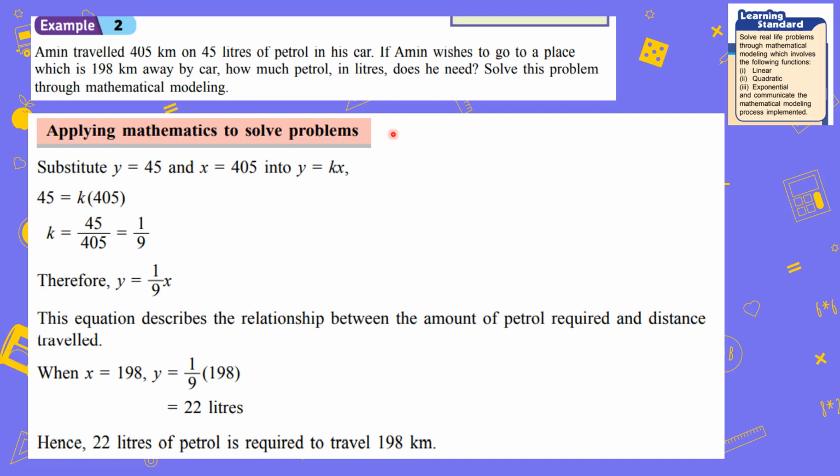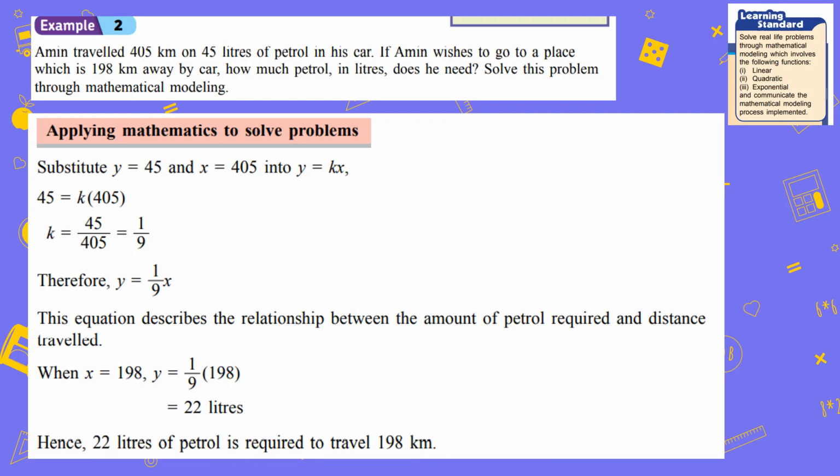Now, the next component is to apply mathematics to solve the problem. Here we use the skills that we learned in variation. Remember, we substitute the values of y and x to get the value of k. So we will get the equation. From the equation, we know that x equals 198, so we substitute x with 198. So we will get the amount of petrol, y, is 22 liters. So we know that 22 liters of petrol is required to travel 198 kilometers.